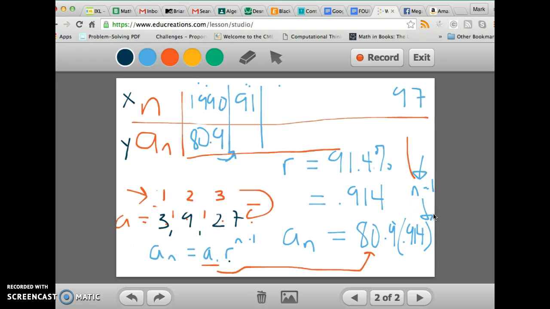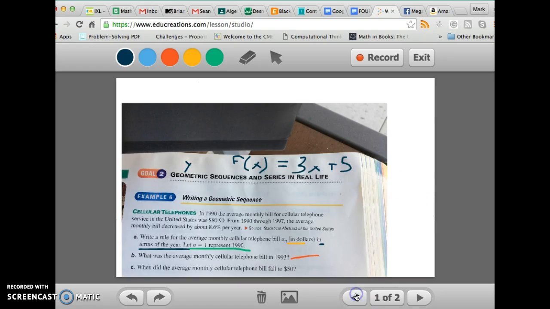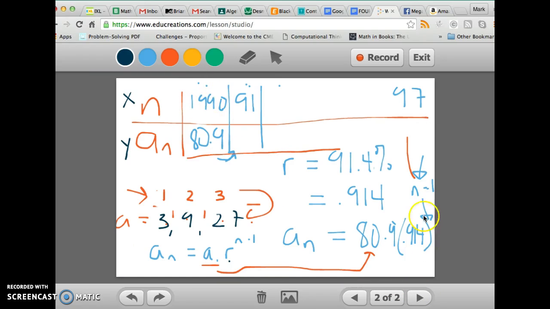Now, remember this problem said, underlined in green here, n equals 1 represents 1990. So n equals 1 is right here, and that fits, because if I plug in 1 for n, this is the 0 power. 0.914 to the 0 power is just 1, meaning that 80.9 is my result at this point. So n equals 1 here, n equals 2 here, n equals 3 here, and n equals 4 here.